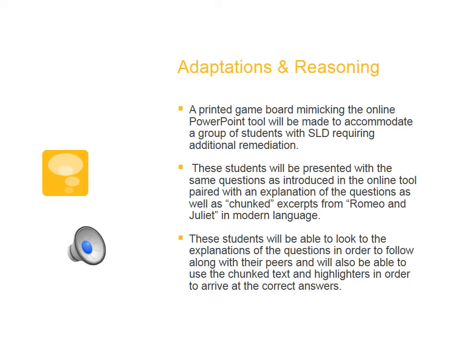So the idea is that the students will be presented with the same questions as introduced in the online tool, but these questions will be printed and paired with an explanation or a hint, as I like to call it. They'll also be given access to chunked excerpts from the Romeo and Juliet text in the original version, as well as in modern day language, so that they can follow along. The students will be able to look at the explanations of the questions as well as the chunk text during the game in order to keep up with their peers.